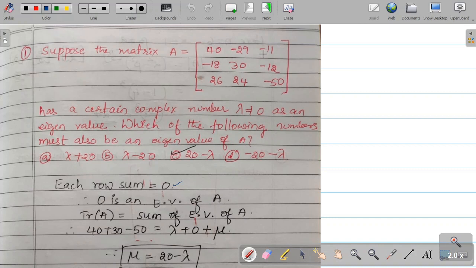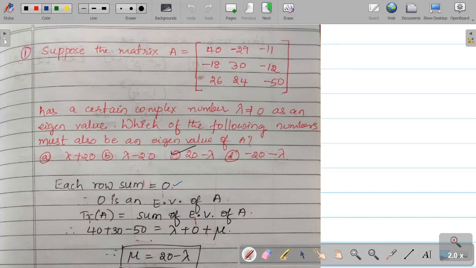Now look at the given matrix. Take the row sum of each row. The first row sum is 40 minus 29, 11, 11 minus 11, 0. Here also minus 18 minus 12 minus 30 plus 30, 0. 26 plus 24, 50 minus 50, 0. So each row sum equals 0. So we know that if each row sum equals some constant, then that value is one of the eigenvalues of the given matrix. So 0 is an eigenvalue of the given matrix A.